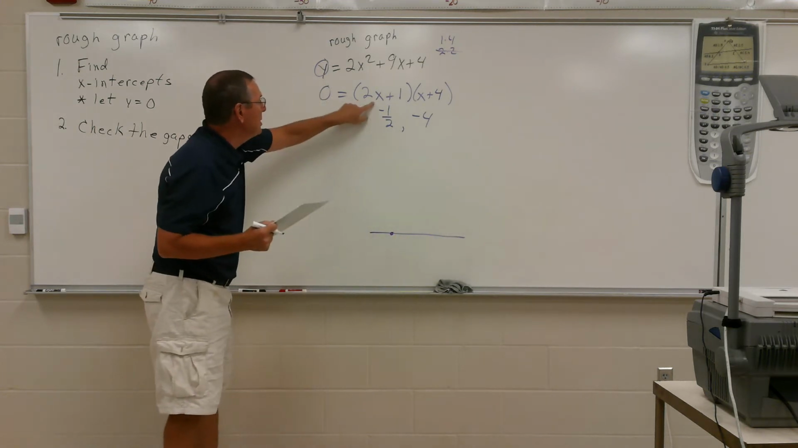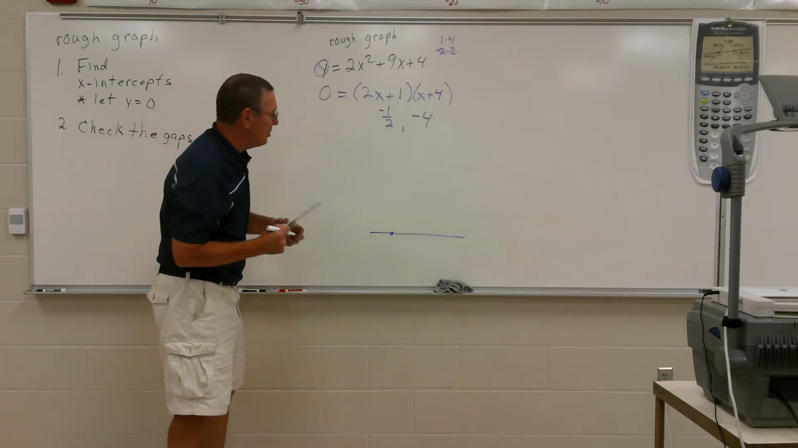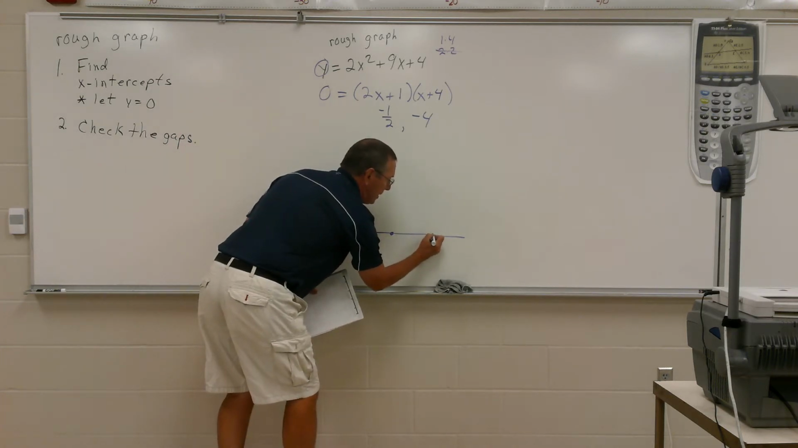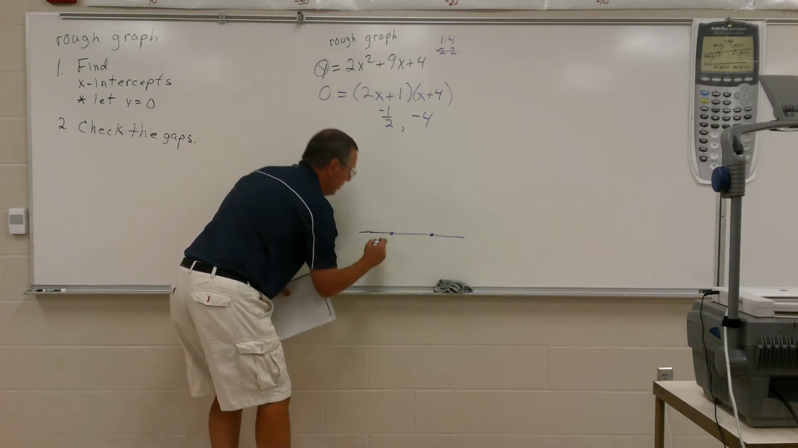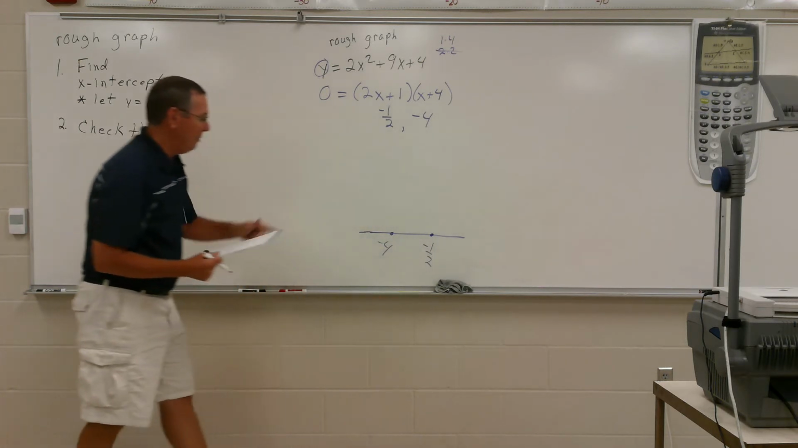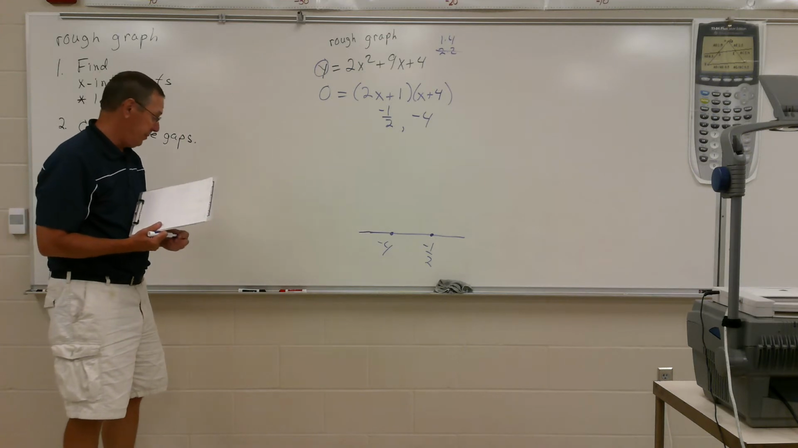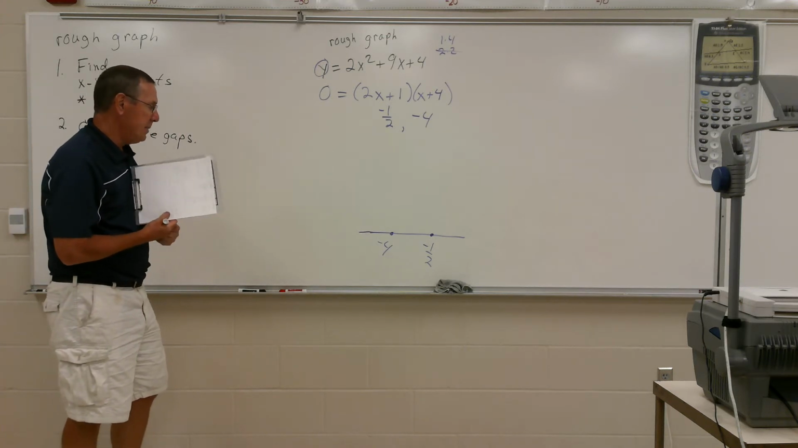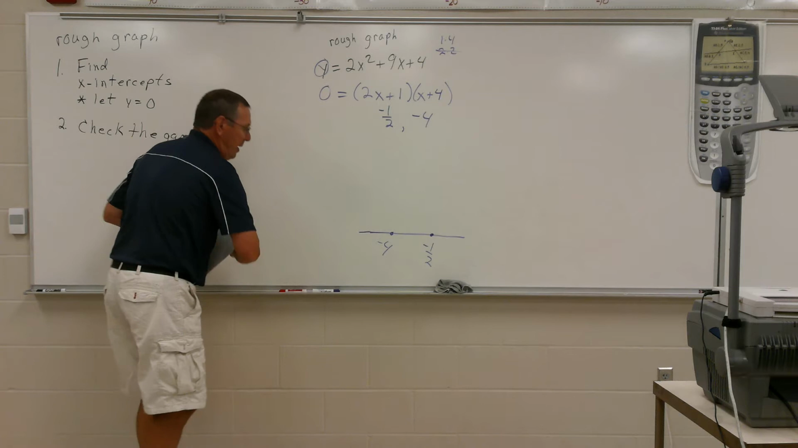That's where my curve, my parabola, is equal to 0. 0 is round, so I'll put round marks for these guys. Make sure you get the -4 away on the left. If you have those the other way around, then you're going to have trouble. Okay, check the gaps. How about a -5?